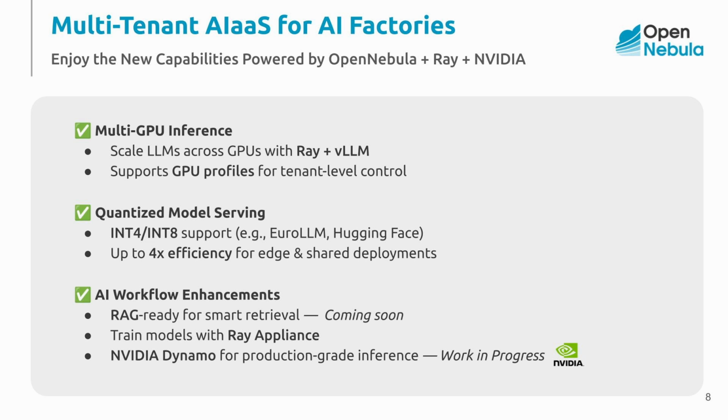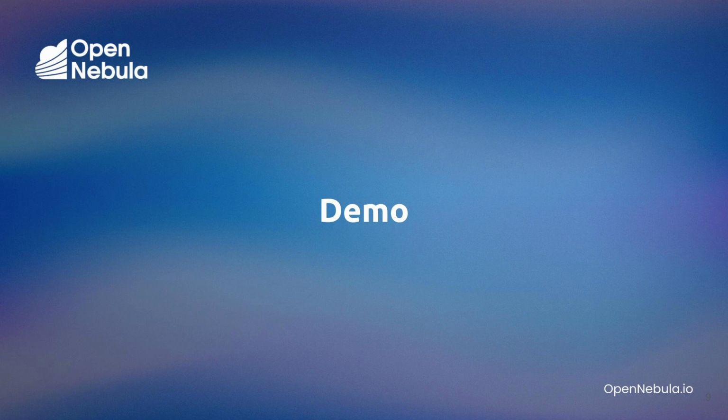And finally, we're integrating NVIDIA Dynamo, an open source framework for low latency distributed LLM inference that enables scalable deployment through dynamic GPU scheduling and optimized memory management. All of this turns OpenNebula into a complete, open, and production-ready platform for running LLMs at scale on your own infrastructure. Now that we've seen the architecture capabilities, let's jump into the demo where we will deploy and interact with a real LLM using the OpenNebula AI as a service stack.